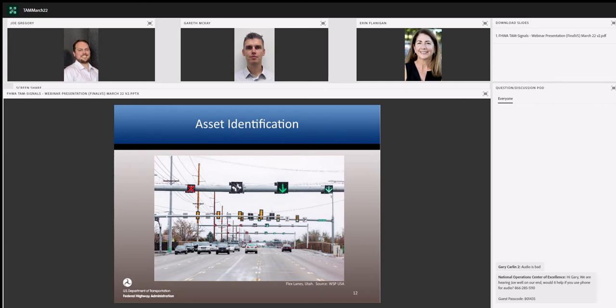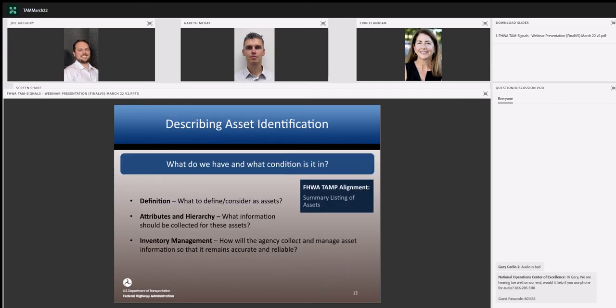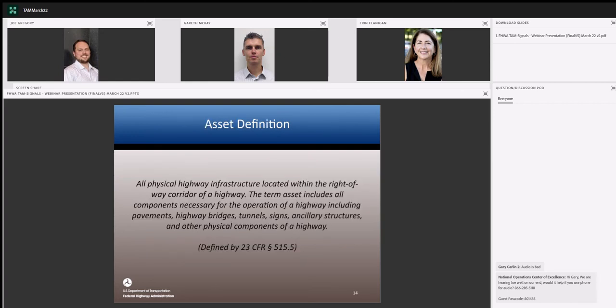So let's jump into the first one, which is asset identification. The first part of asset identification is understanding what you want to collect, defining what is an asset, and going through that process, understanding to what level of detail, so we'll talk about attributes and components and hierarchy. Then we'll talk about how we manage that inventory and ensure that the information that is stored is accurate and reliable, so that when someone goes in there, they can get what they want, they can get it easily, and they know that it is correct, and they trust the information that they're pulling out.